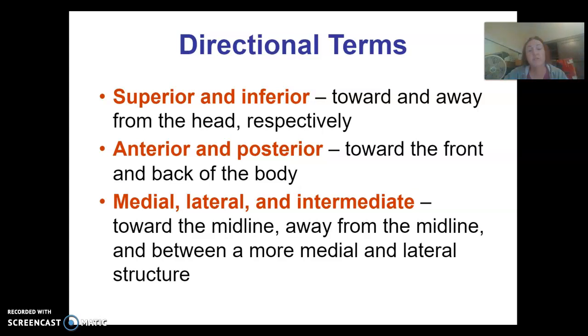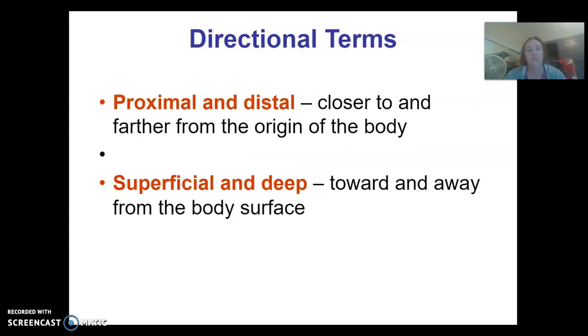The differences between superior and inferior means toward and away from the head, respectively. Anterior and posterior, toward the front and back of the body. Then we have medial, lateral, and intermediate: toward the midline, away from the midline, and between a more medial and lateral structure.